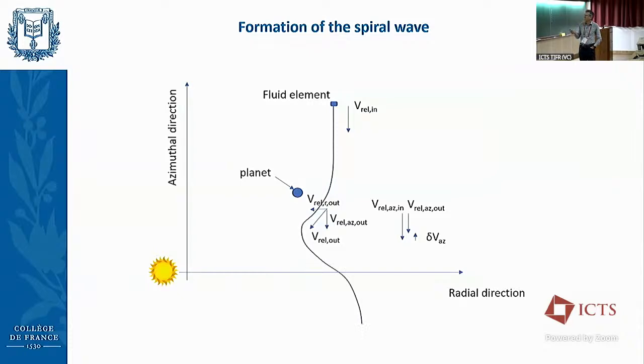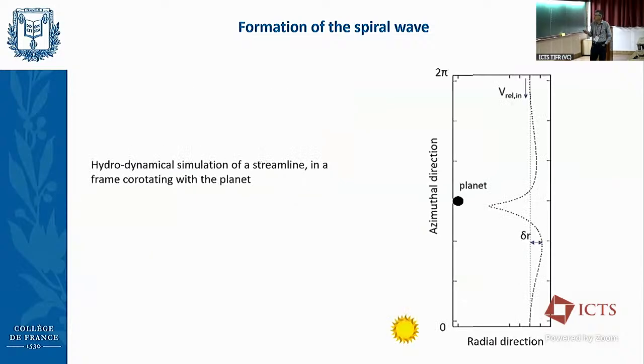And so as a result of this encounter, the fluid element trajectory is bent, it's accelerated, and then it has to go out, and it goes out further at a larger distance from the star than its initial distance when it came in. So it gains a distance delta R. And this is true. You can check it in hydrodynamical simulations.